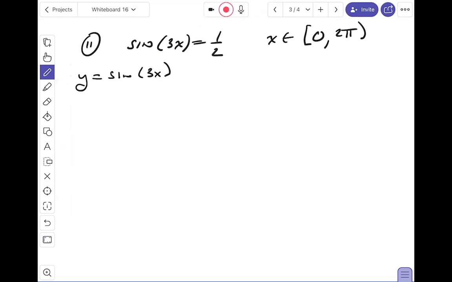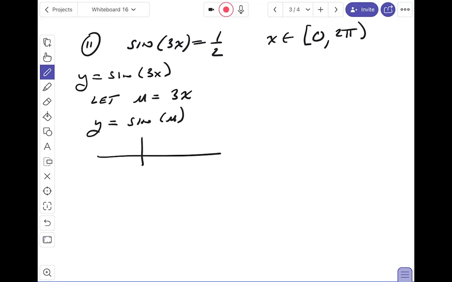All right. So I'm kind of looking at it, and I'm going to make it simpler for me. I'm going to let u, this is a trick, by the way, equal 3x. I'm going to graph this instead: y equals sine of u. And what would you get over there? Pretty simple. The sine curve looks like this, doesn't it?